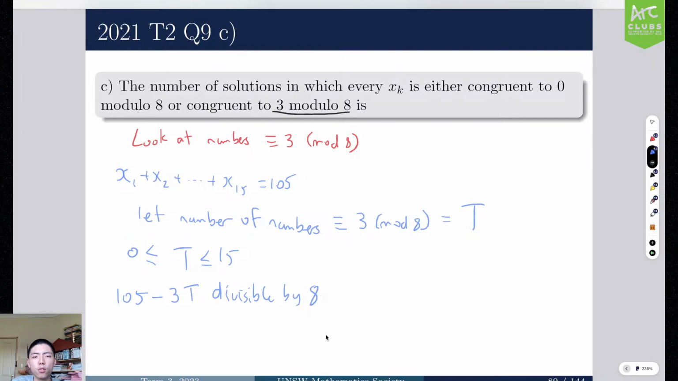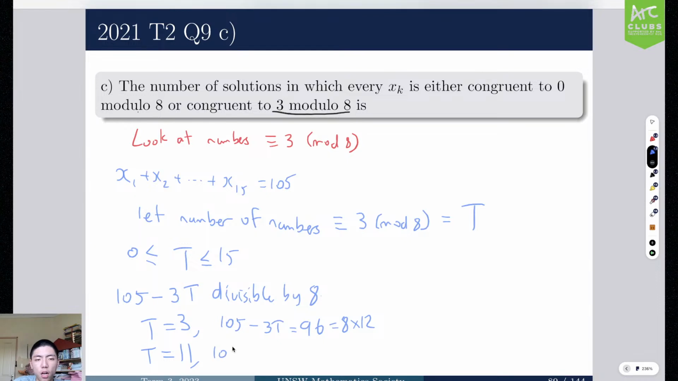There are multiple ways you can do this, but I'm just going to cut to the answer, right? You can test using a calculator, or you can see using the mods which values of t satisfy this. And it turns out that the values of t that satisfy this are t equals 3 and t equals 11. So if you were to chuck this in a calculator, the first one, when t equals 3, 105 minus 3t equals 96, which is a multiple of 8, because this is 8 times 12. So that satisfies this particular property.